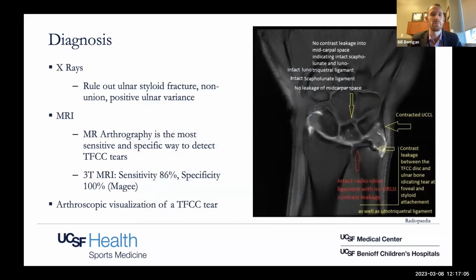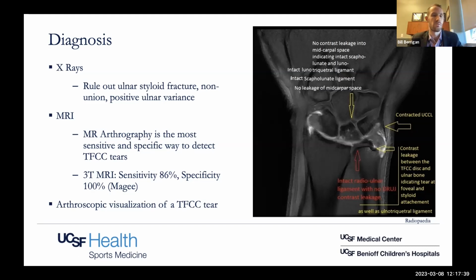For diagnosis, first you get some x-rays. Again, you want to rule out any sort of fracture. You can look at the ulnar styloid as well. MRI arthrography has been shown to be one of the better ways to diagnose it, more than a 3T MRI. And you'll see something like we see on the right, where you have leakage of the contrast out of the area where the tear is. Whereas if it was intact, like the other ligaments, such as the scapholunate here, you don't see any leakage of the fluid within that area.